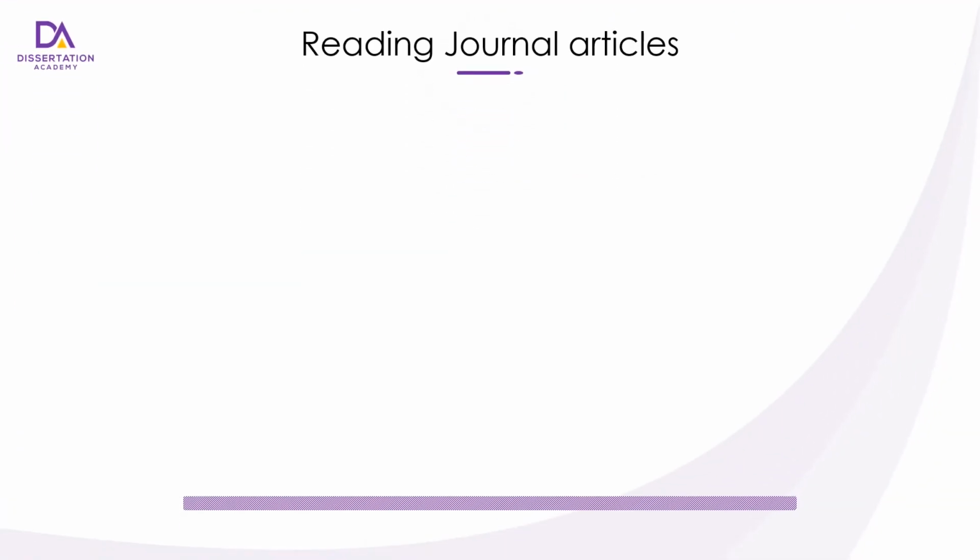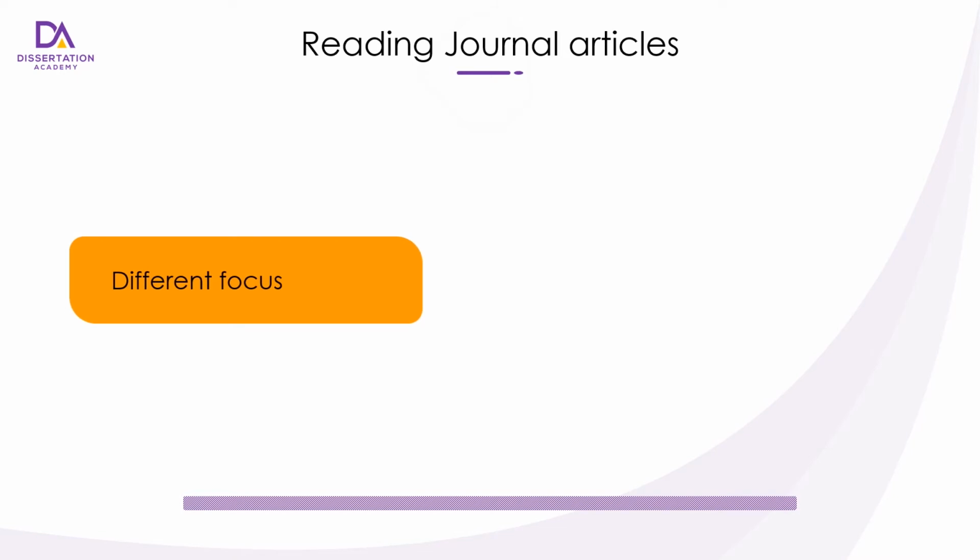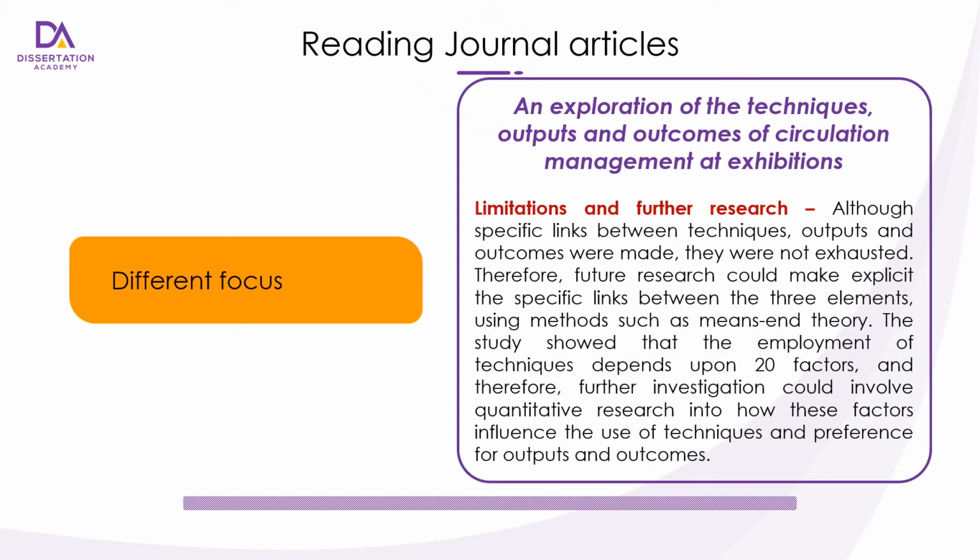A third strategy that you can employ when you read journal articles is to use them as a source of inspiration for ideas that go beyond the immediate focus of the paper. Most papers will have a section on limitations and further research, and here it is very common for the authors to suggest additional areas of research. The example comes from a study on the techniques, outputs and outcomes of circulation management at exhibitions. This is a paper I've published in an events management journal, co-authored with one of my undergraduate students.